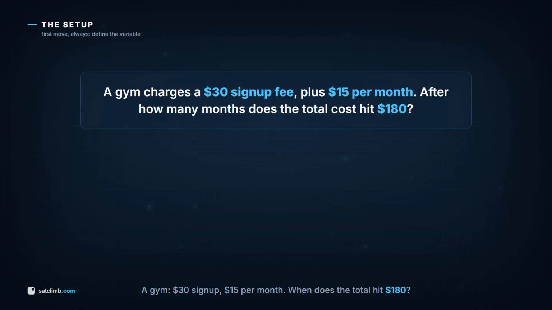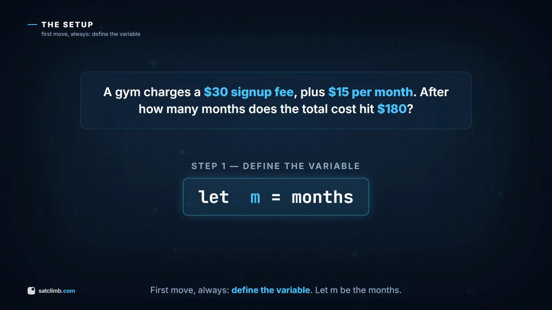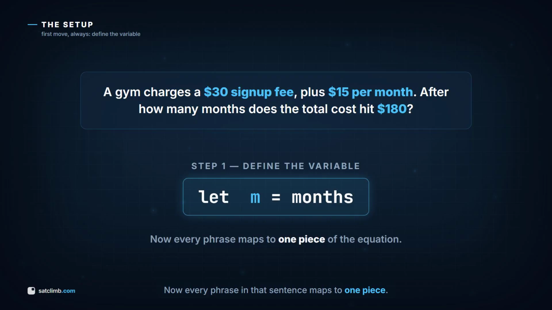Here's a typical one. A gym charges a $30 sign-up fee plus $15 per month. After how many months does the total cost hit $180? First move, always, define the variable. Let M be the number of months. Now every phrase in that sentence maps to one piece of an equation. Find the pieces.